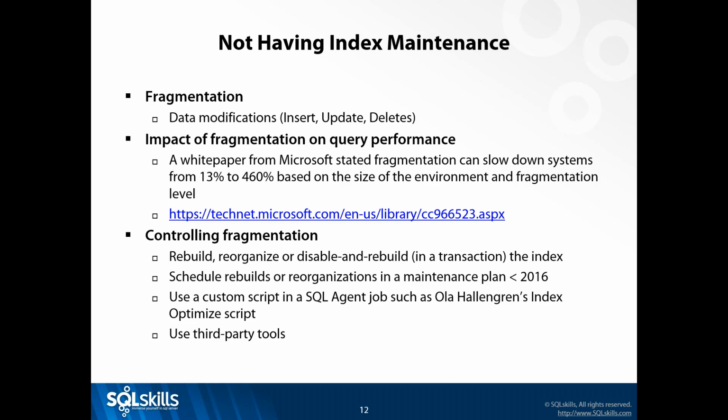Microsoft back in the SQL Server 2000 days put out a white paper. They really wanted to understand what the impact of fragmentation was to the performance of a system. And what they found was anywhere from 13 to 460% based on the size of the environment and the level of fragmentation. Now that's kind of big. And given, I mean, this was in the SQL Server 2000 days on spinning disk, but 460%, and even that low number, 13%. 13% seems like a small number compared to 460%.